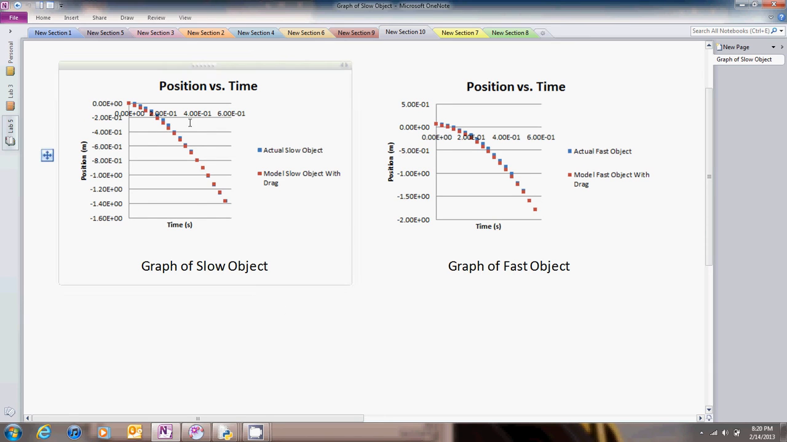The blue is the actual slow object extracted from the tracker video, and the red is the model of the object with drag, so you can see it is extremely accurate in predicting position. And the same thing for the fast object. Blue is the actual fast object that was extracted from tracker, and the red is the model of the fast object with drag, and it is also extremely accurate.